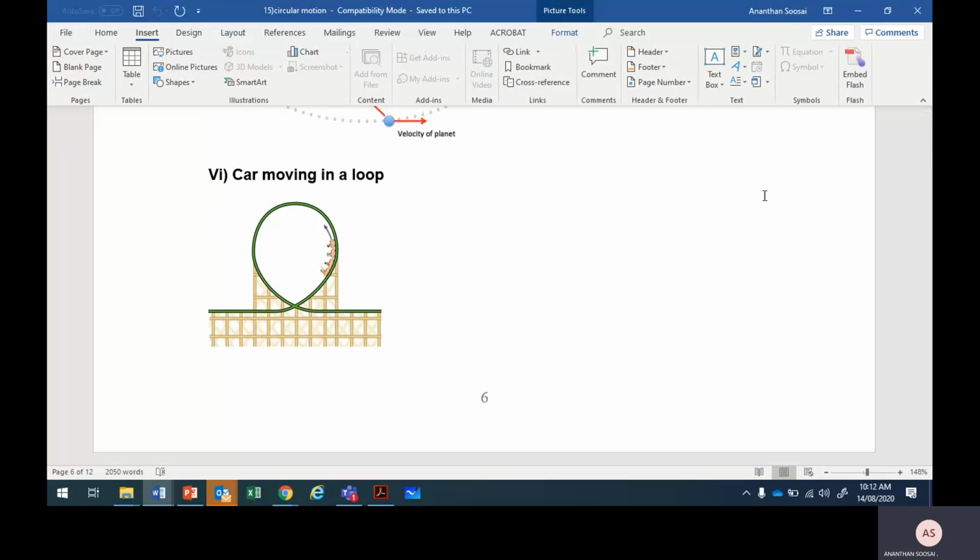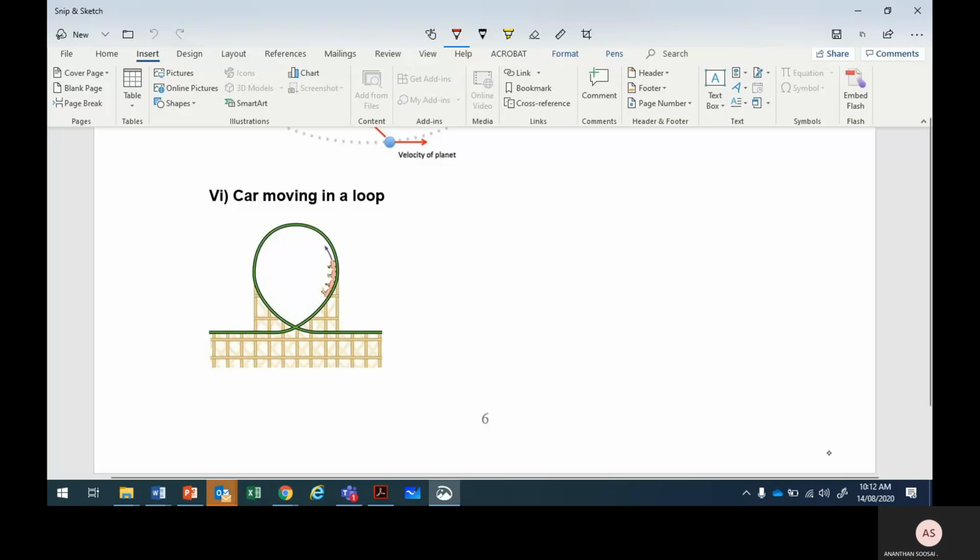Try to figure this out. Try to get the 3 formulas. What equals the centripetal force for the locations A, B, and C? At A, what equals mv squared over r? And then B and C.